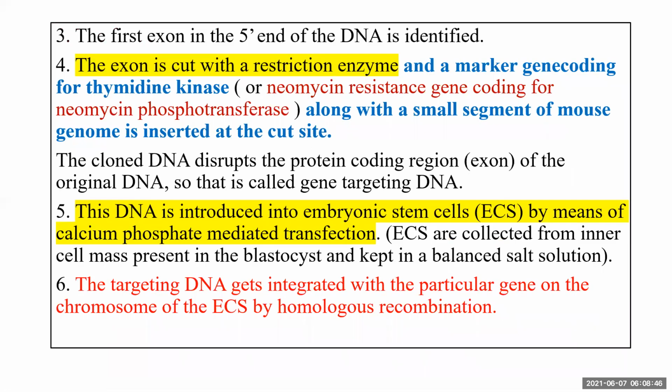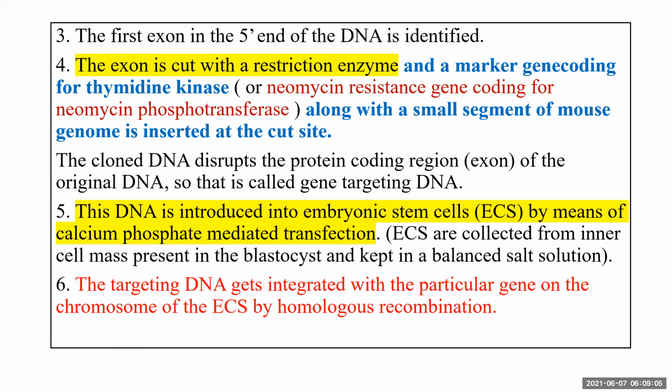You've studied that isolated DNA. Now, the first exon, which is present at the 5' end of this mouse DNA, is identified. The mouse DNA that you isolated from the genomic library. Of that DNA, what do you identify first? The first exon, which is present at the 5' end.